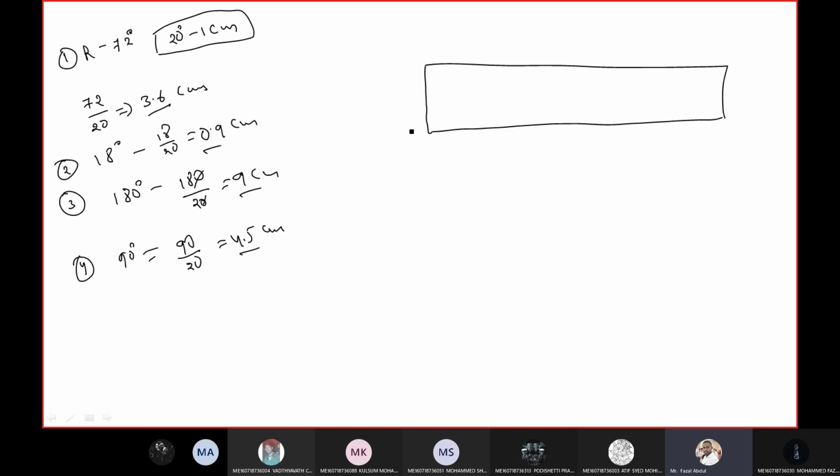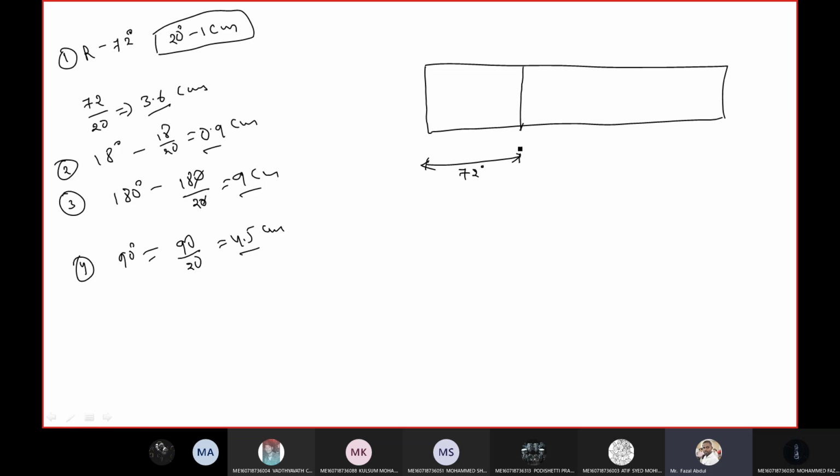Okay, 3.6 centimeter. Measure on the scale and put a point and draw a vertical line. For the rising period, I'm drawing here. So what is the length here? The length is 72 degrees.